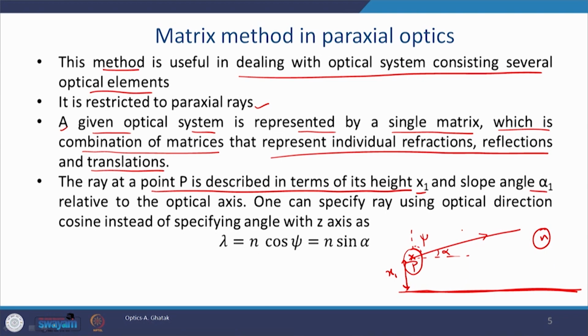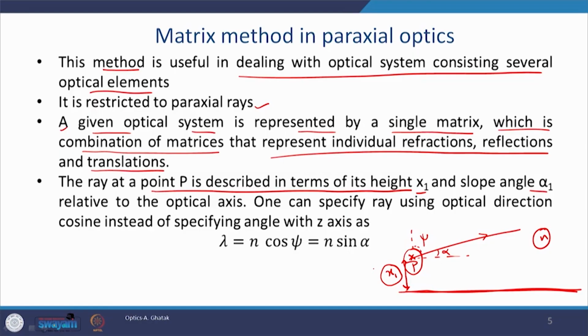Okay. Now, to designate this point P on the ray, we require two parameters. One is the inclination of the ray with the horizontal, and the second is the distance of point P from the horizontal line. This distance here is x1, and the angle, suppose it is alpha 1. This alpha 1 is from the horizontal, and from the vertical the angle is psi 1, say.